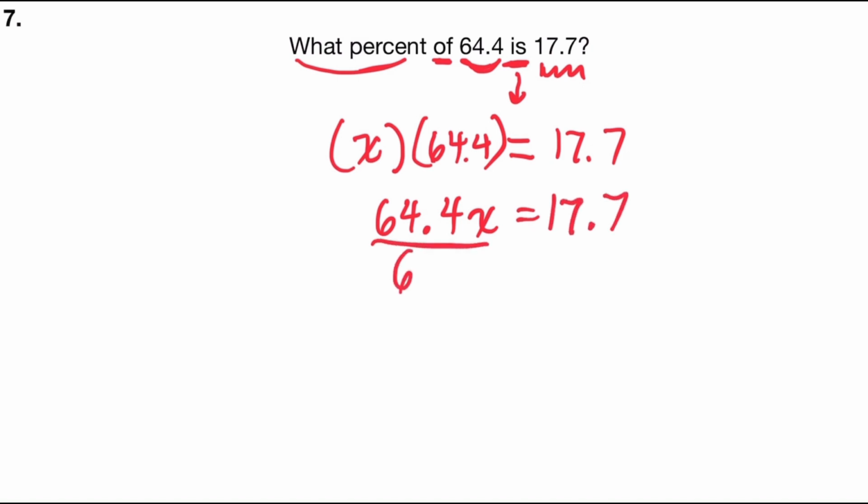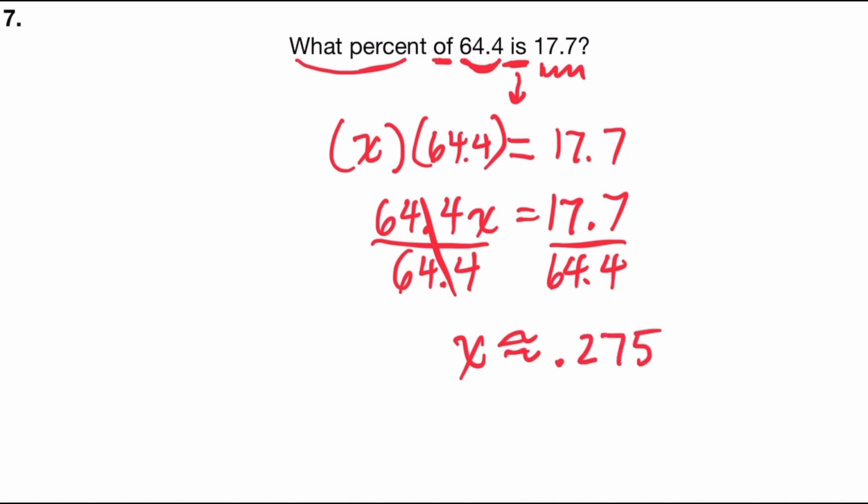Now I'm going to divide both sides by my coefficient, which is 64.4. 64.4 divided by 64.4 is 1x, and 17.7 divided by 64.4 is about 0.275. If I multiply that by 100 or move the decimal point 2 places to the right, I find out that x will be 27.5%. So 27.5% of 64.4 is 17.7.